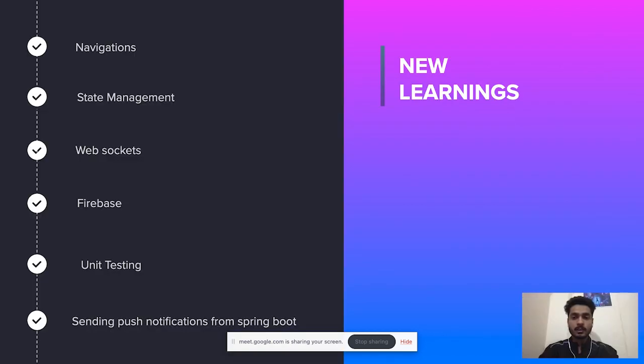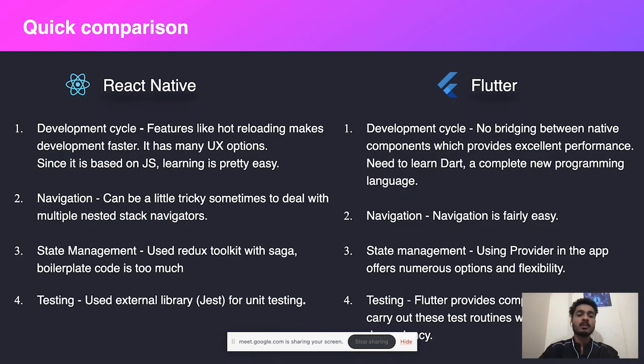That's all, Sahil. So now coming to the learnings that we have gathered through this project, as this was our first project in our respective tech stacks, everything that we have done was new to us. Some of the major outcomes were navigation, state management and sharing of the state efficiently, WebSockets for the chat rooms, Firebase, and sending push notifications through Spring Boot. As we have done this project in both React Native and Flutter, now Pawan will tell us the quick pros and cons that we have seen using both frameworks.